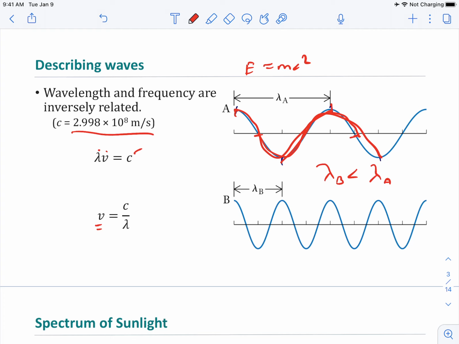So this is a constant, which means that the product of these two always has to be the same. And that makes sense because we said that as the wavelength increases, the frequency decreases. They're inversely proportional. So as one increases, the other has to decrease because the product always has to be this.